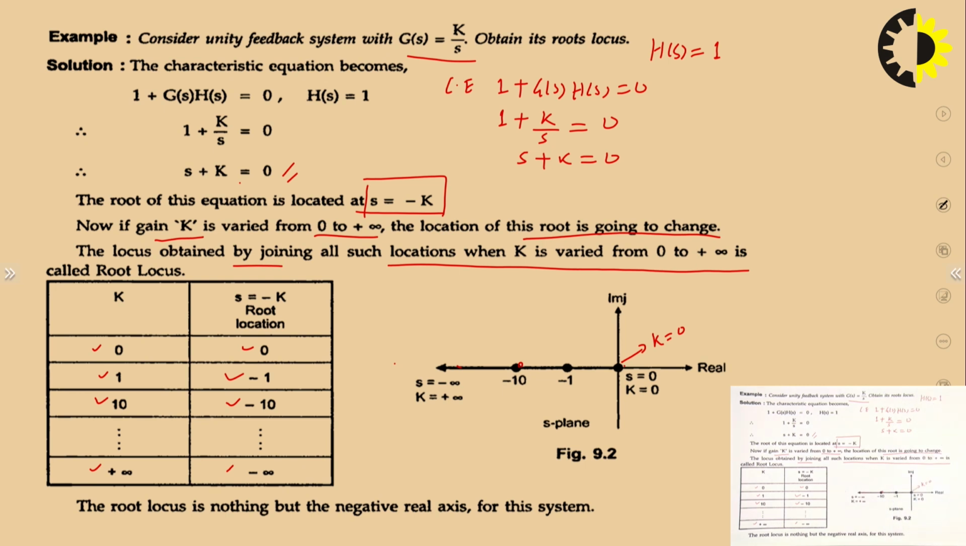Now we will join all these points. So we are joining from here to here. So this is nothing but the root locus. Okay. So this is the root locus for the unity feedback system G(s) equals k by s. Here our arrows also indicate that the roots are moving from s equals 0 to s equals minus infinity. Okay. So this is the simple problem.